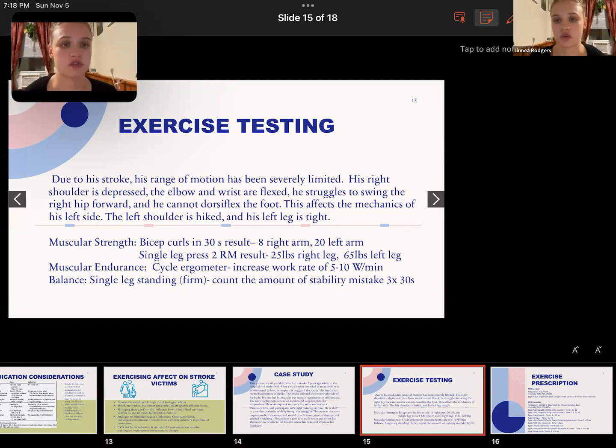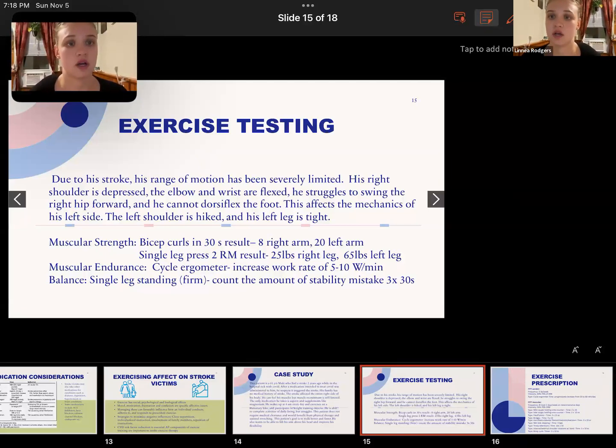So some muscular strength tests I would do are bicep curls and a single leg 2-rep max press. And for muscular endurance, I would have him on a cycle ergometer, increase the work rate 5 to 10 watts per minute and see how he does. And for balance, I would do a single leg stand on firm ground, counting the amount of stability mistakes he makes in 3 trials for 30 seconds.